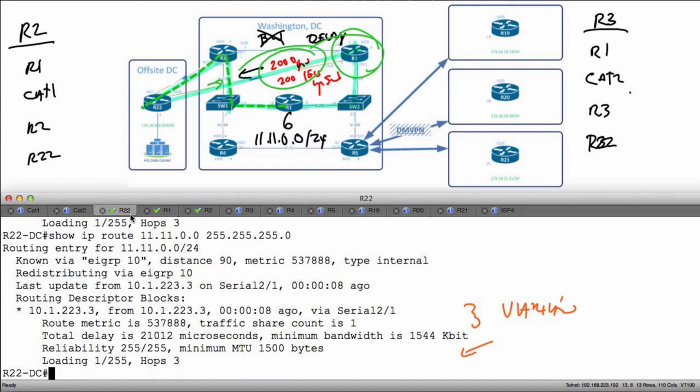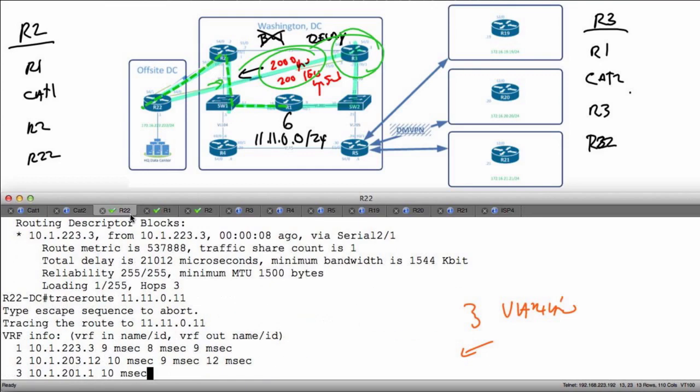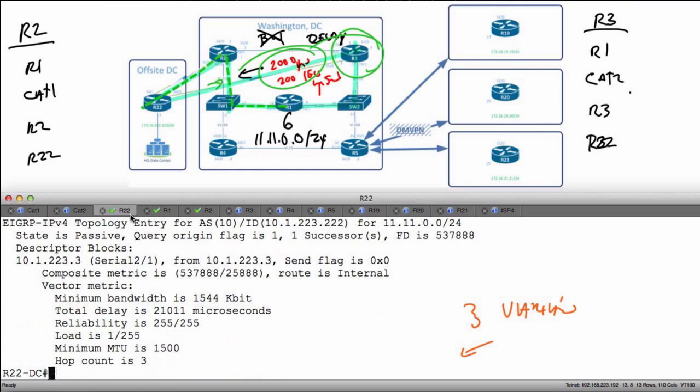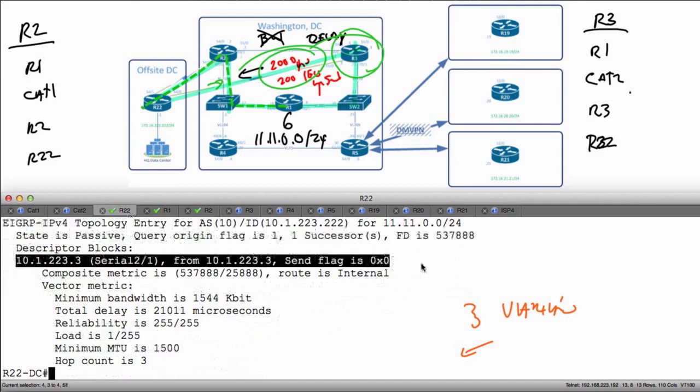Notice it's not in the load sharing anymore. Well, okay, can I do traceroute just to see? Traceroute to 11.11.0.11. I'm only going through R3. Well, let's take a look at that topology table entry. Notice I only have one entry. I have one successor, and I now have no feasible successors in the routing table. Let me scroll up just to illustrate that point. There's nothing else in here. I only have the prefix from R3 that I'm using.